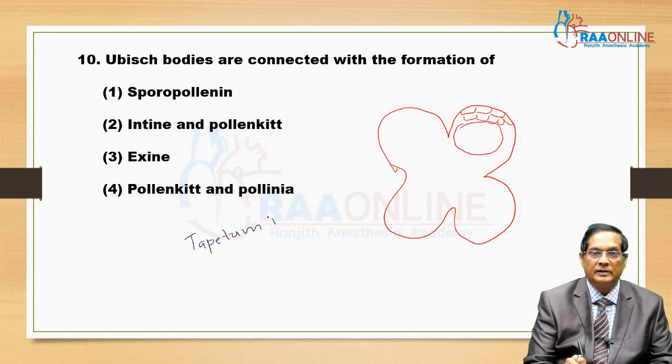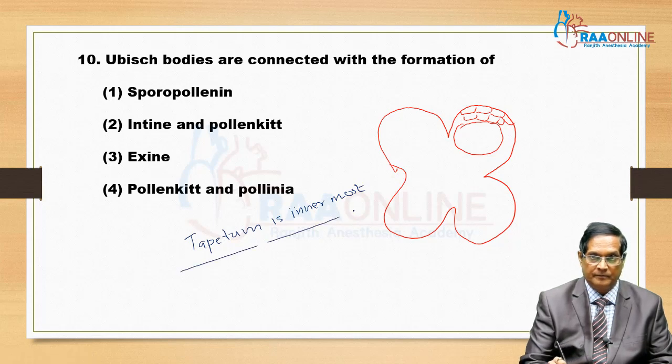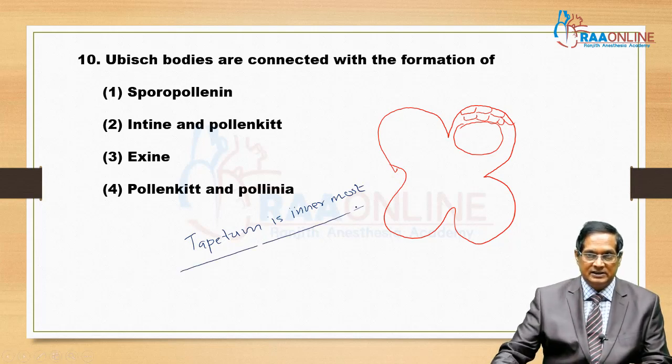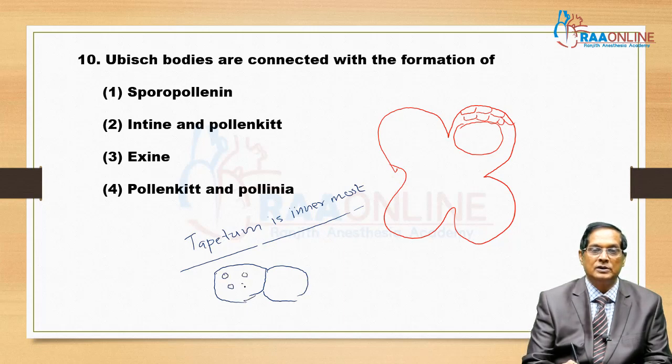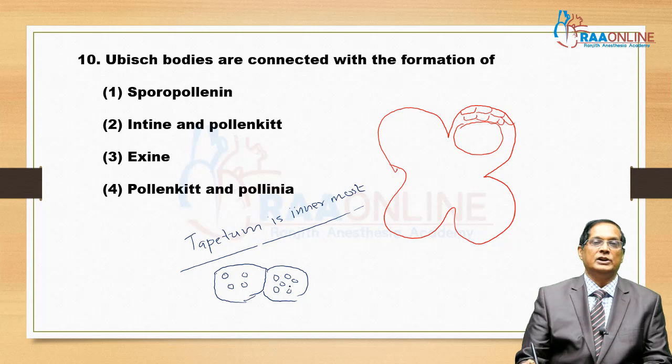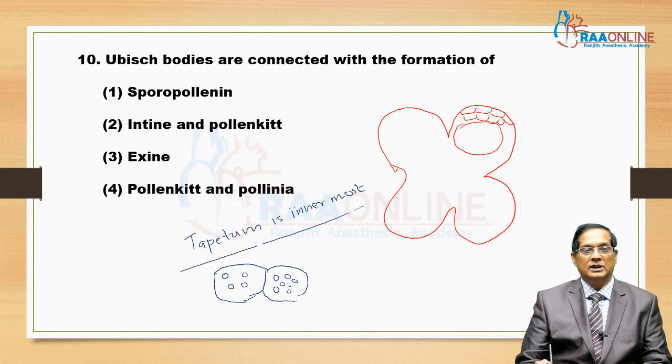Tapetum is the innermost layer. And tapetal cells are larger. They are multinucleate. They are rich in dense cytoplasm. They have nutritive material also.